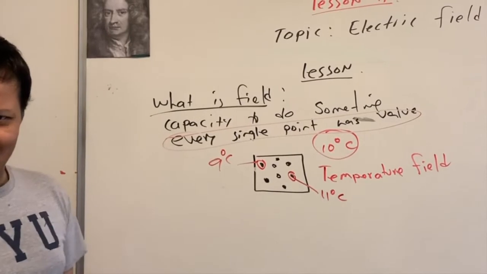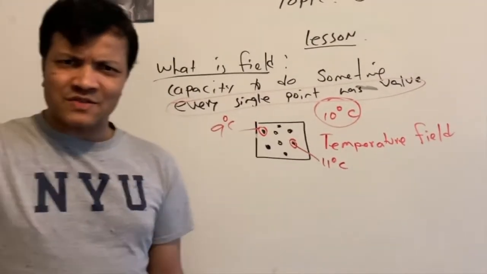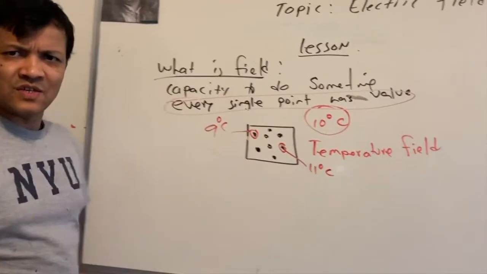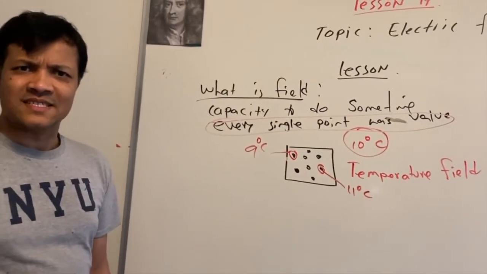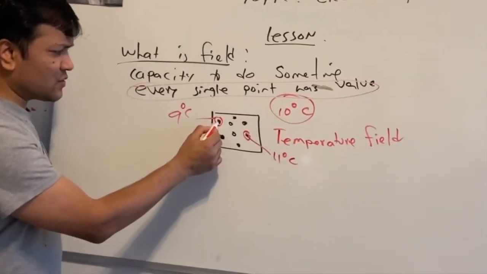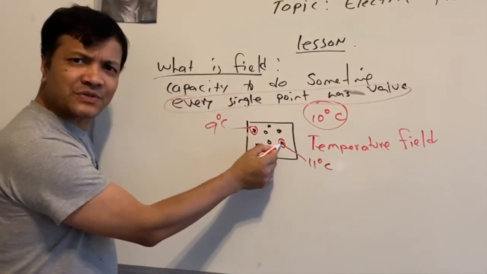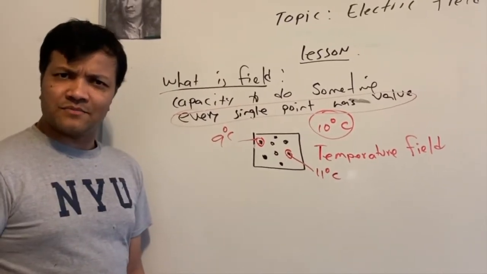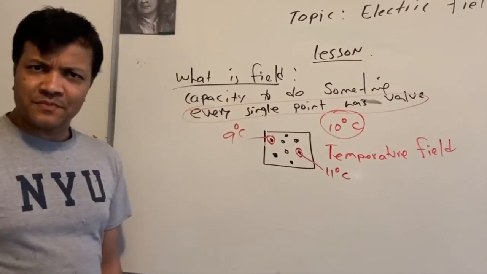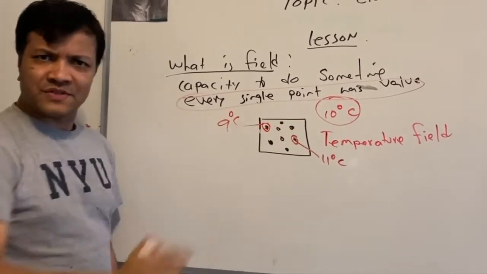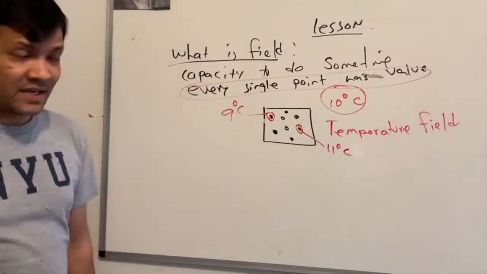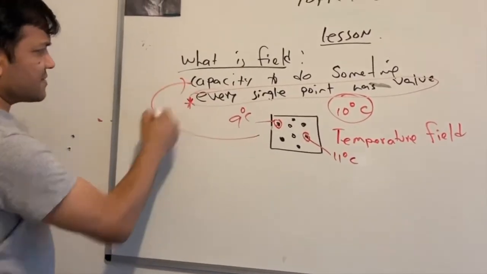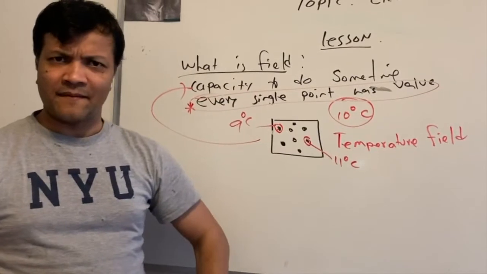How many points can you have in your study room? Millions, billions, trillions. I just put some of the points to help you understand. A point close to the window, a point close to the radiator. If you use the thermometer to measure the temperature, you get a different temperature at a different point. Every single point has a value. Now, what about capacity to do something?